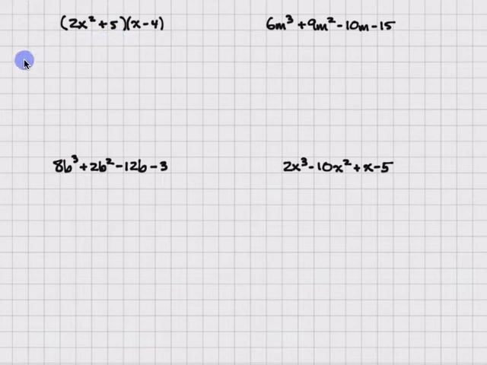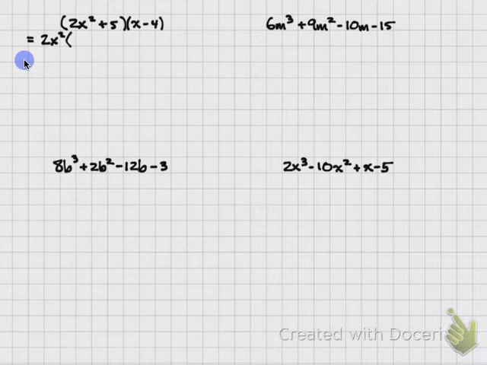So if we were to multiply those polynomials, we would first take 2x squared and multiply that by the quantity of x minus 4. And then we would add 5 times the quantity of x minus 4. Not so bad. We just took this term and distributed it to every term in this polynomial, and this term, and distributed it to every term in this polynomial.